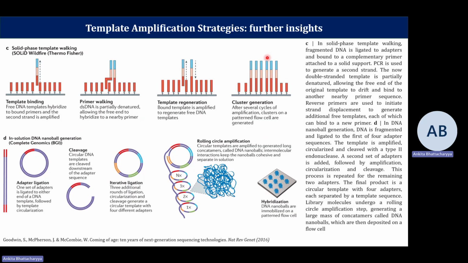Then you have in-solution DNA nanoball generation, which leads to multiple rounds of rolling circle mode of amplification. So it generates these sorts of concatemeric structures, which are called DNA nanoballs, where intermolecular interactions keep the nanoballs cohesive and separate in solution. And there's iterative ligation by four different adapters and hybridization onto a patterned flow cell, which is then finally used for sequencing.